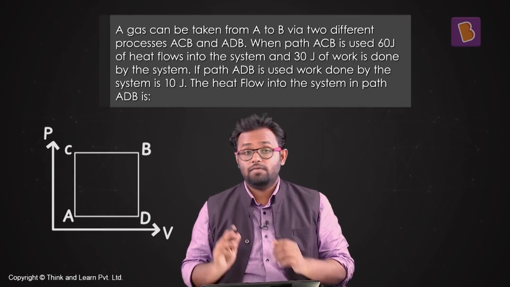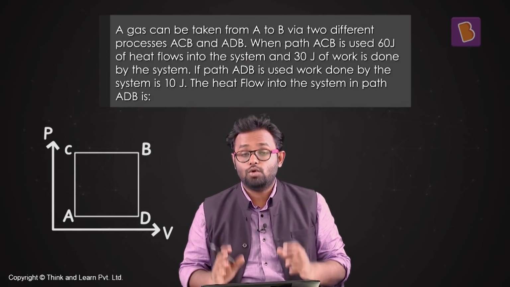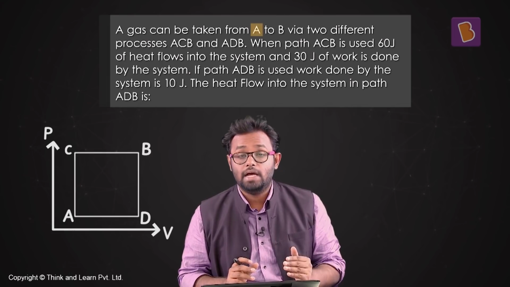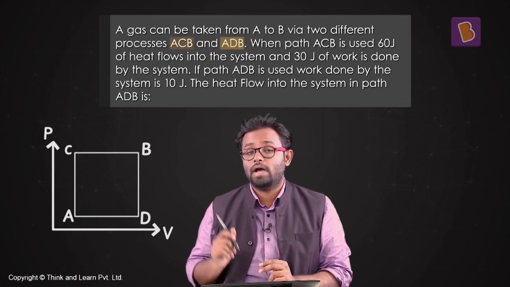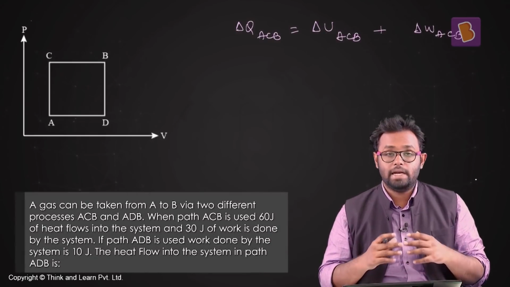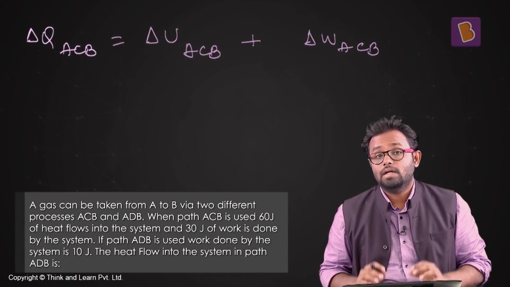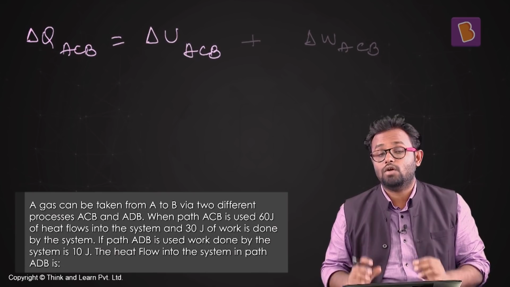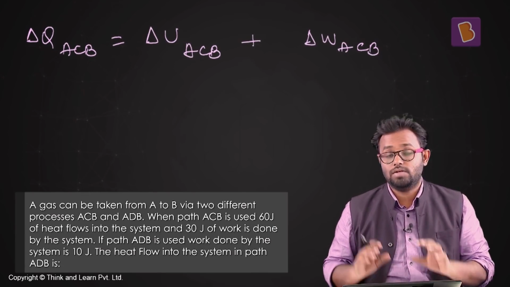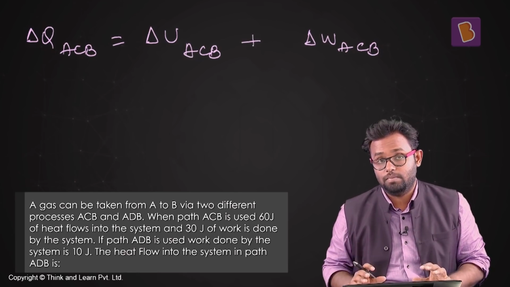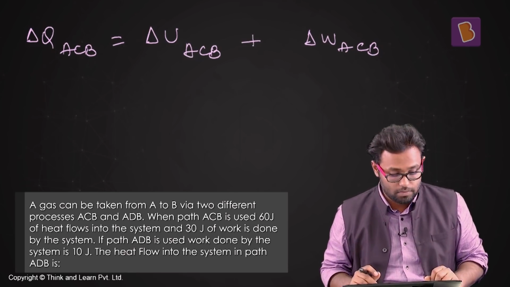In this question, we have a PV graph, and we know that a gas goes from a state A to state B either via a state C or via state D. Okay, let's look at ACB. For ACB, the heat supplied to the system will be equal to the change in its internal energy plus the work done on the system. This is the standard thermodynamical equation, right? This is the first law of thermodynamics.